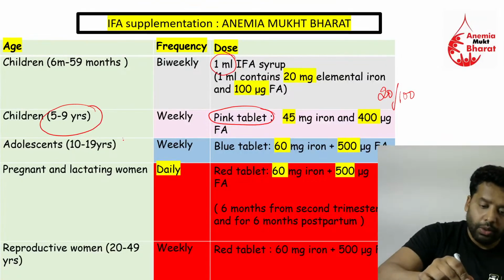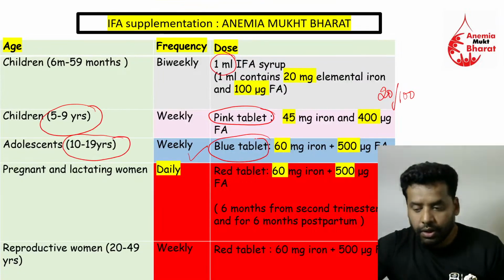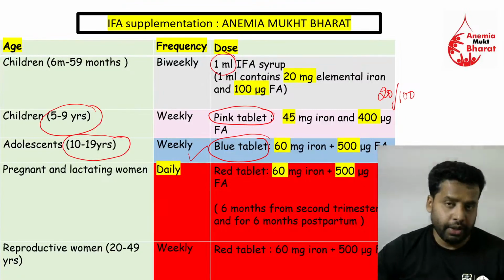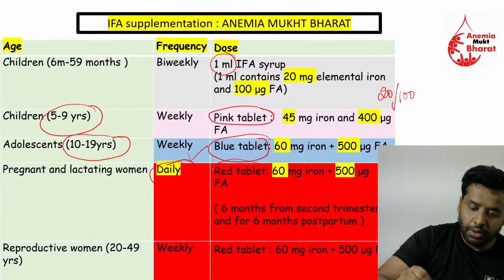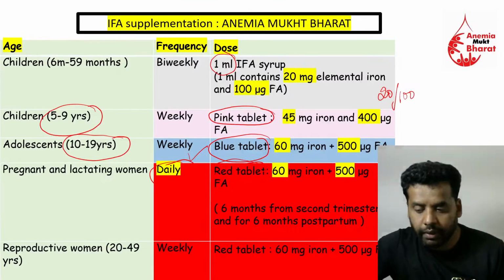45/400. Adolescents will get a blue color tablet weekly once. The composition of the blue color tablet is very important. In pregnancy also we are using the same dose, 60/500, but the color is different. Red color tablets, the dose is 60/500 only.